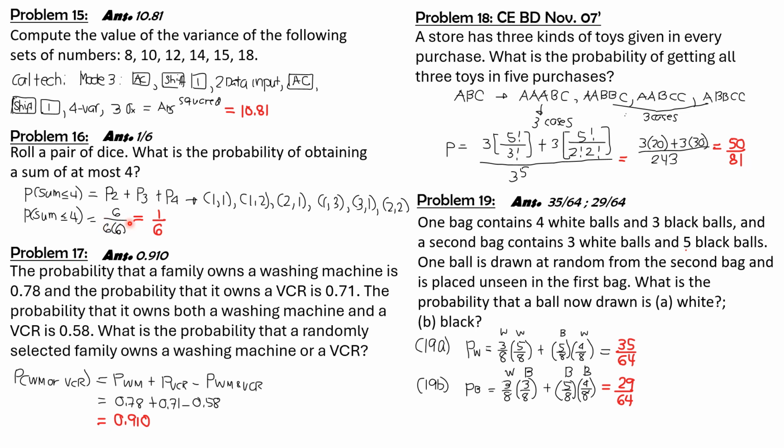And the total number of outcomes for the first die, it can face up in 6 ways. The second die can also face up in 6 ways. So both dice can face up in 6 times 6 ways. So simplifying, that's 1 over 6.